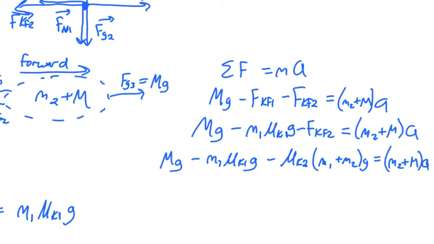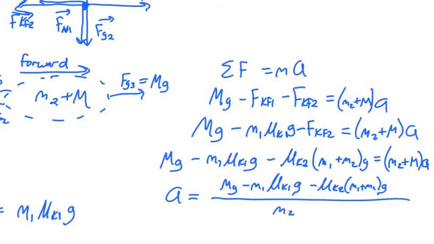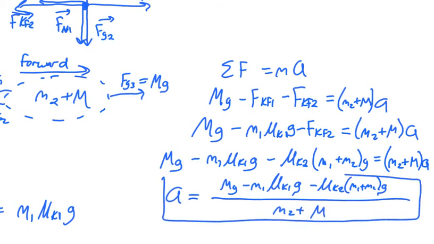So now I have the terms that I was looking for, and so I'm just going to divide everything by m2 plus M. So then a is going to be equal to, just starting from the left side, Mg minus m1 mu k1 g minus mu k2 (m1 plus m2) g, all over m2 plus M. And that is going to be my acceleration for the second box.